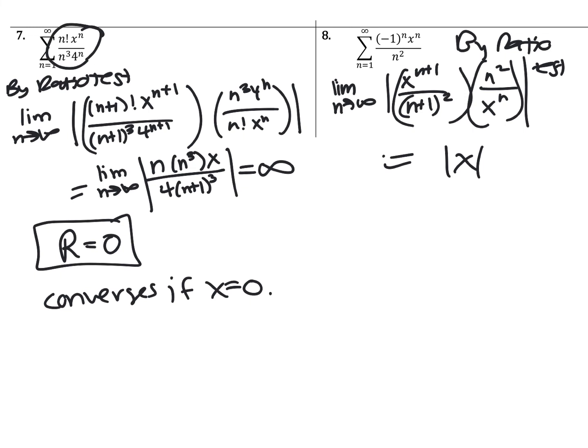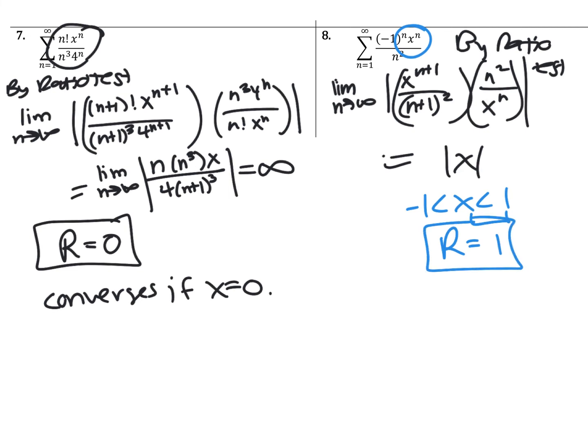You're going to get that this limit is just the absolute value of x, which we need to be between 1 and -1. So the length from the center, which was 0, to the end is going to be 1. The radius of convergence is going to be 1.